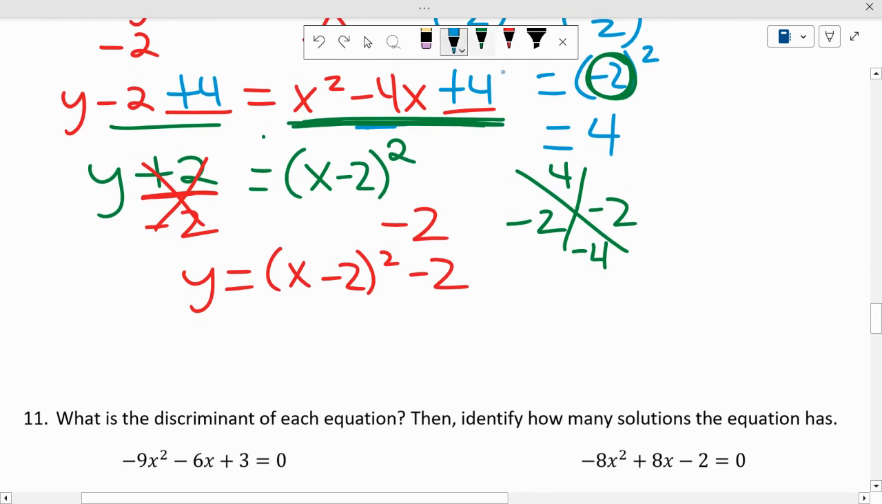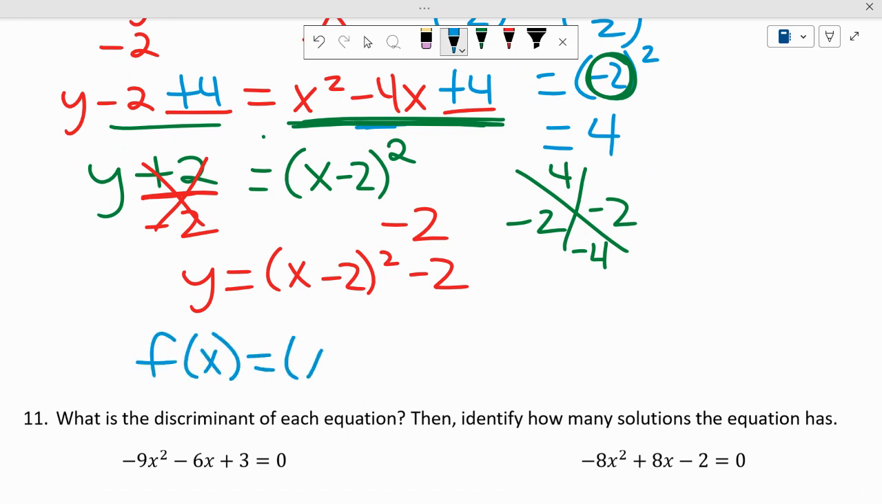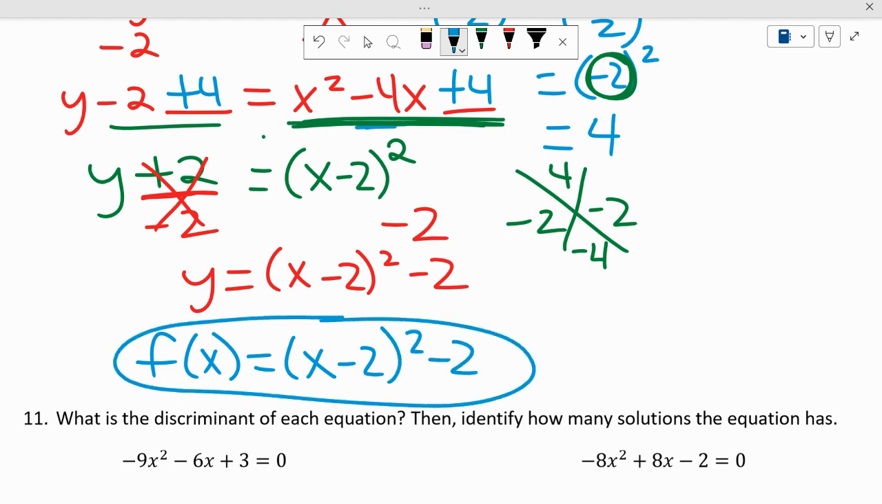Okay, and last thing is I'm just going to change the f of x back to 1 because we changed it, so we have to change it back. So that's the vertex form.